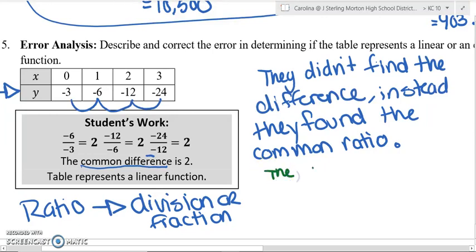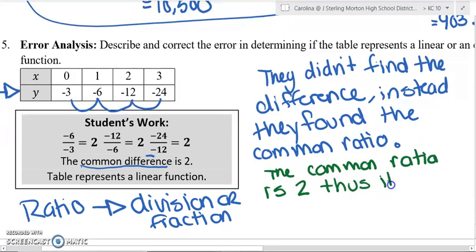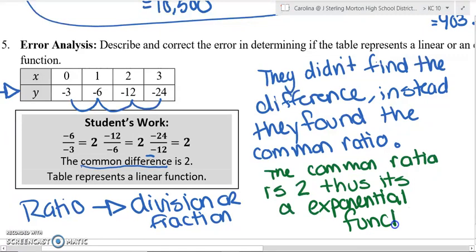The common ratio is 2, thus it's an exponential function. And that's the error. And we corrected it, and now you're done with this problem.